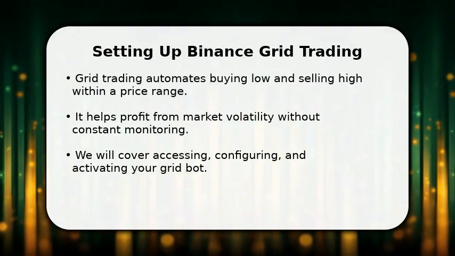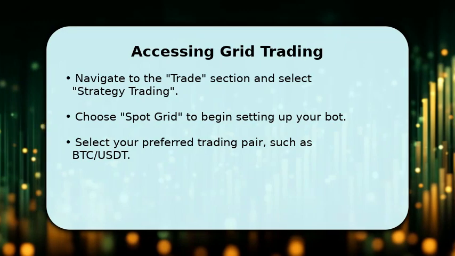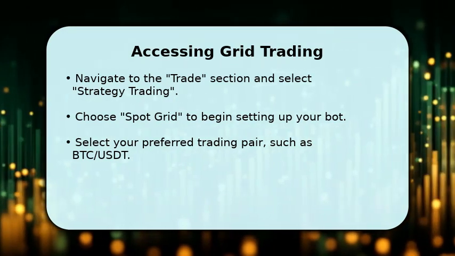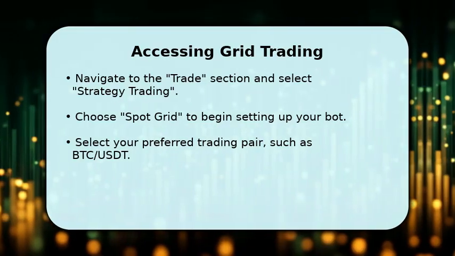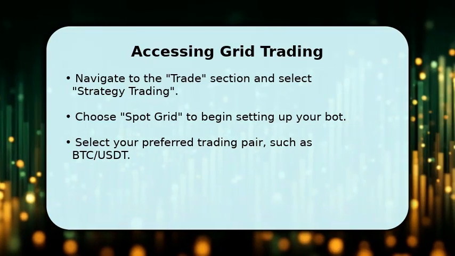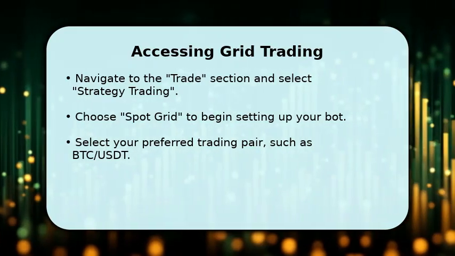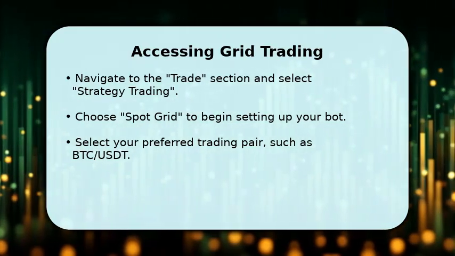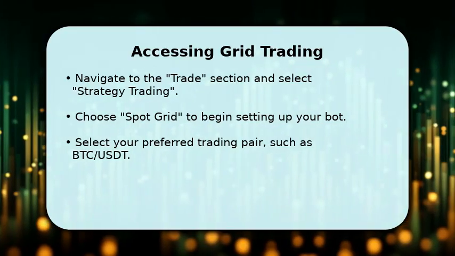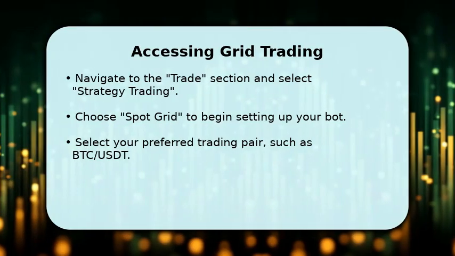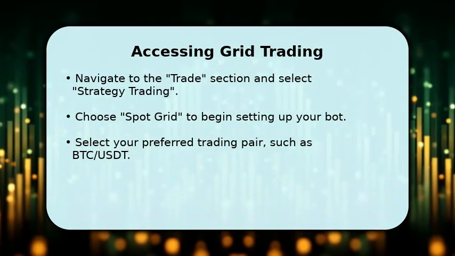To begin, log into your Binance account and navigate to the Trade section. From there, select Strategy Trading to access the various automated tools. You will then choose Spot Grid to initiate your grid trading setup. Next, you will need to select the specific trading pair you wish to use, for example, Bitcoin versus Tether, ensuring you have the necessary funds in your Spot wallet.